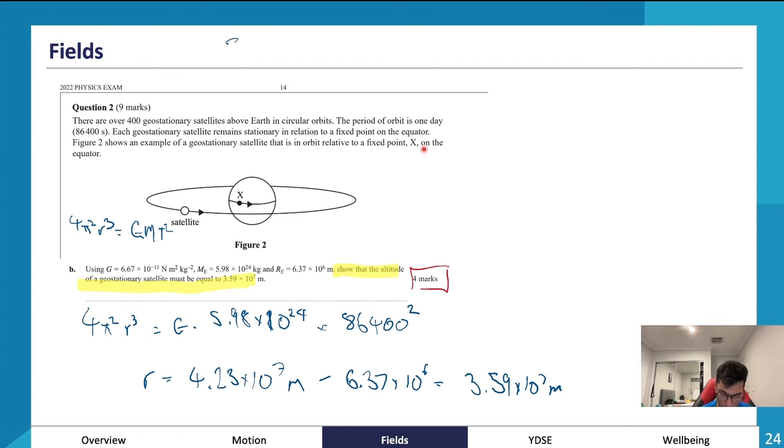Yeah, a bit of a lengthy question, but as long as you can show this formula, show the substitution, show the rearranging, and most importantly, show this part where you're subtracting the radius of the Earth to get the altitude, you should be able to get all 4 of those marks. Cool.